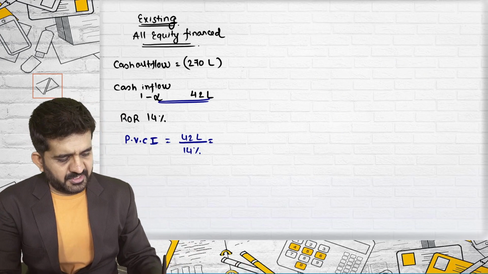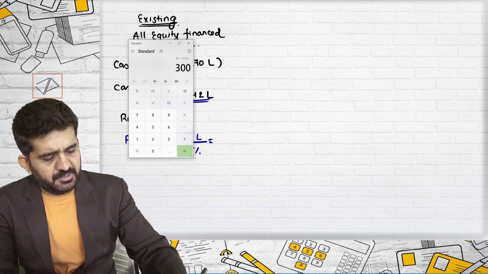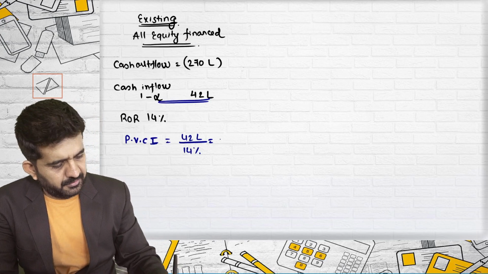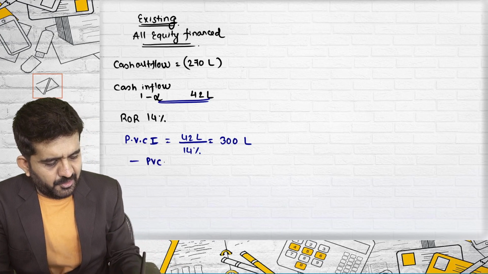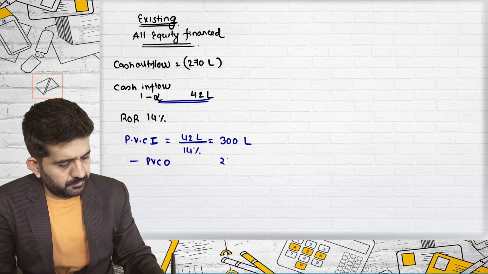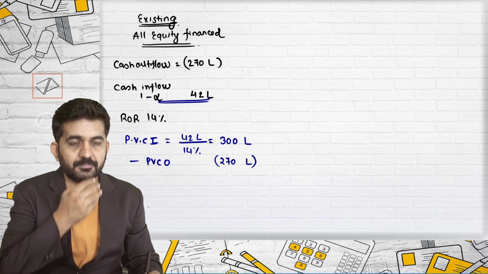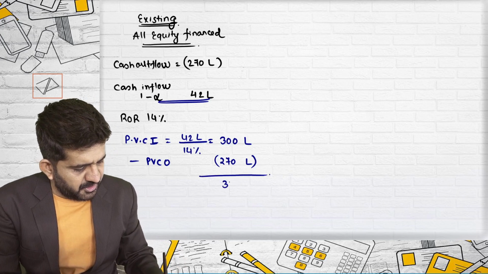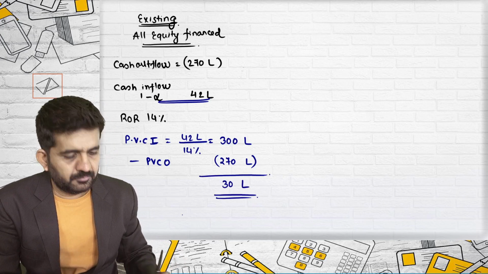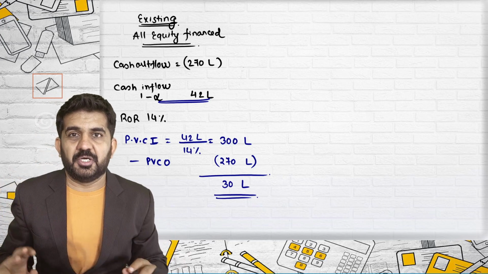So 42 lakhs divided by 14%. It is 300, minus present value of cash outflow, 270 lakhs, will be equal to 30 lakhs. This is my present situation.